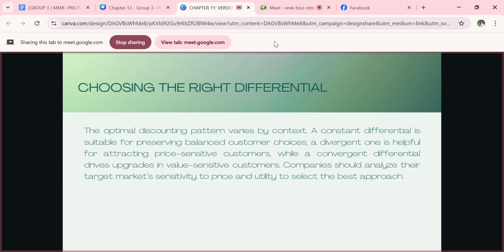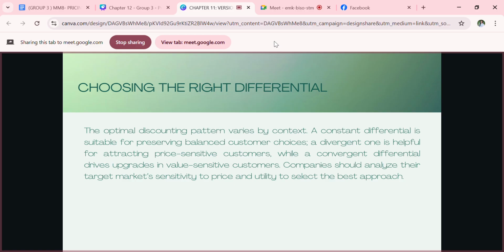So, choosing the right differential. The right discounting strategy depends on the target market and the company goals. A constant differential is ideal for maintaining a balanced choice among options, and the divergent differential is effective for attracting price sensitive customers and growing market share. And the convergent differential motivates value sensitive customers to upgrade, increasing potential revenue from premium offerings. Understanding these strategies helps companies create a versioning plan that aligns with both customer behavior and profit goals.